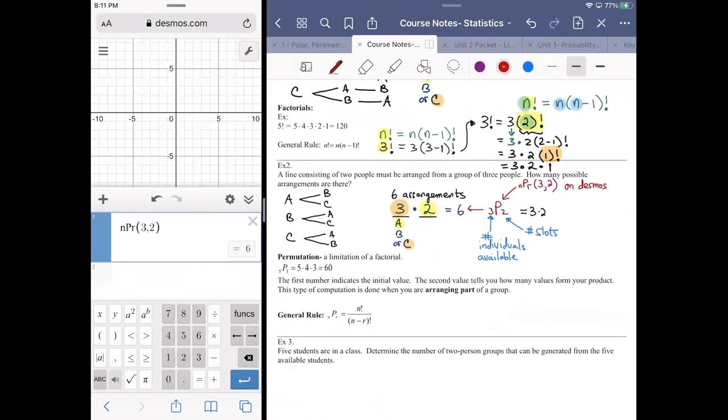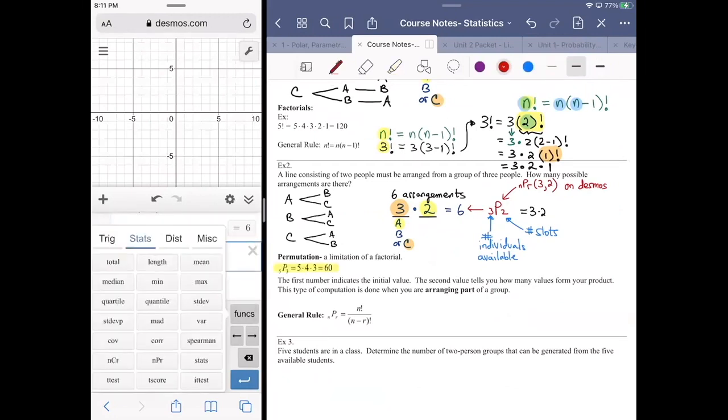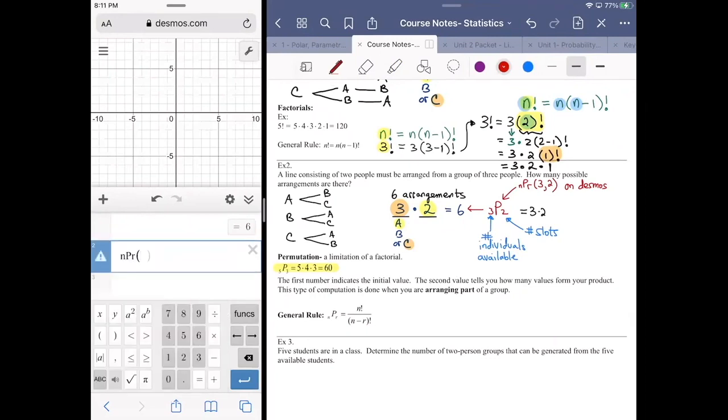All right. So when you see something like 5P3 in that example that I have below, this guy right here, on Desmos, it would be function, stat, nPr 5, comma 3. Close it up and you get your 60 out. Right? So it's not too bad at all.